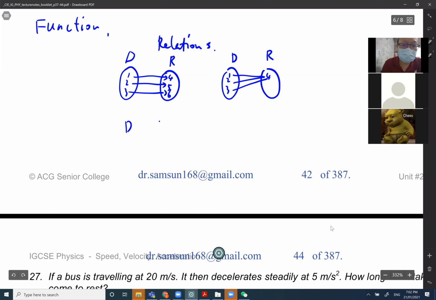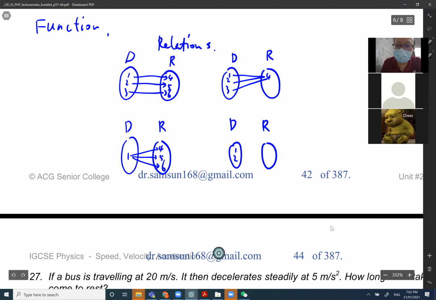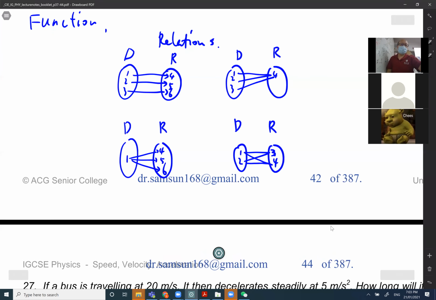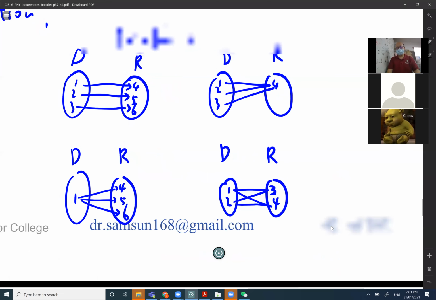And you got D and R. 1, 4, 5, 6. And you got D and R. 1, 2, 3, 4. 1, 2, 3, 2, 4. So that's like some relations. This one really gave you 4 types of relations.